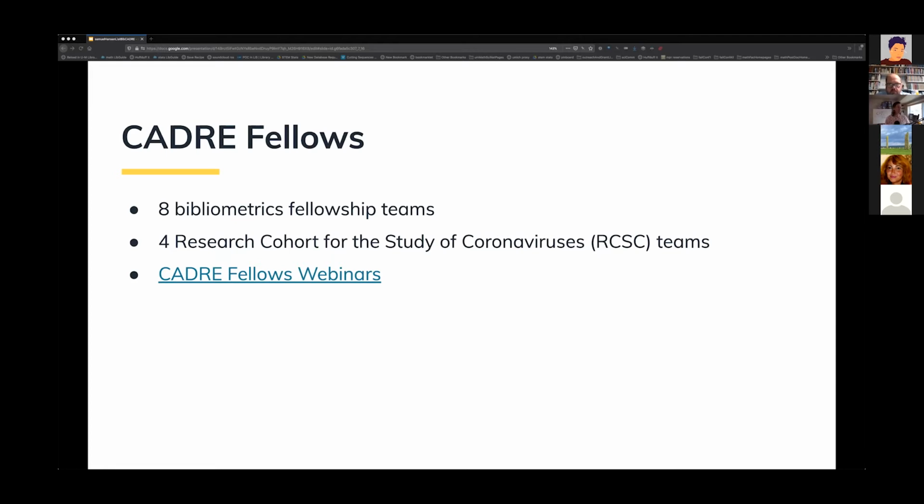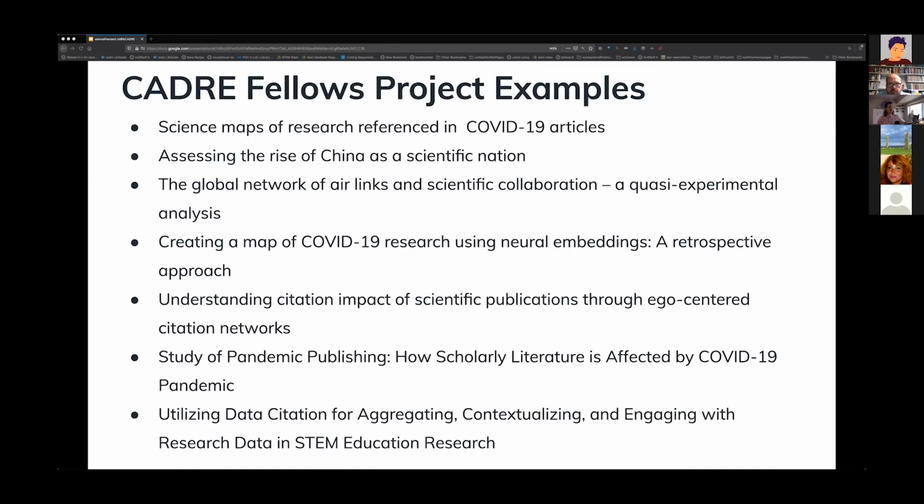And so you can definitely go look at those. You can read more about their stuff there. I'm just going to toss up a few example projects here that you can glance through really quickly. These are things like science maps for COVID-19 articles, citation impact through egocentric networking, the impact of air links. So these are direct airport links on collaboration. Like, if two cities have direct airline flights, are they more likely to be collaborative? There are people who've done some really interesting studies here.